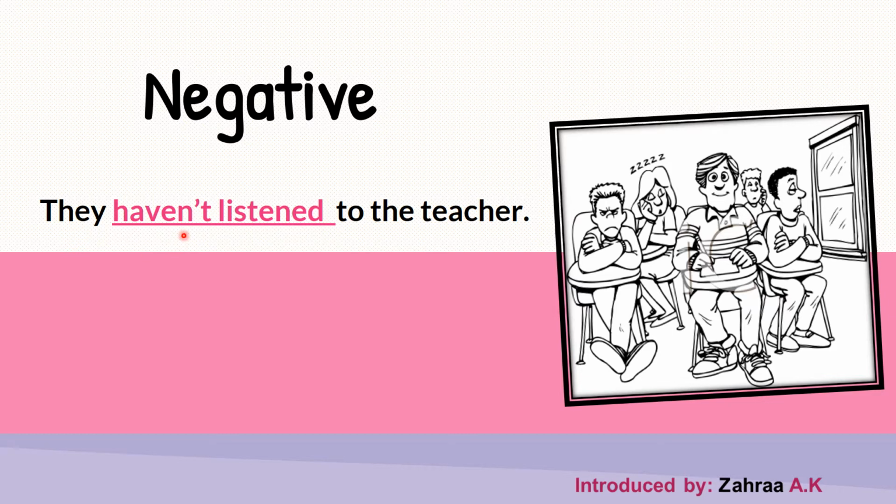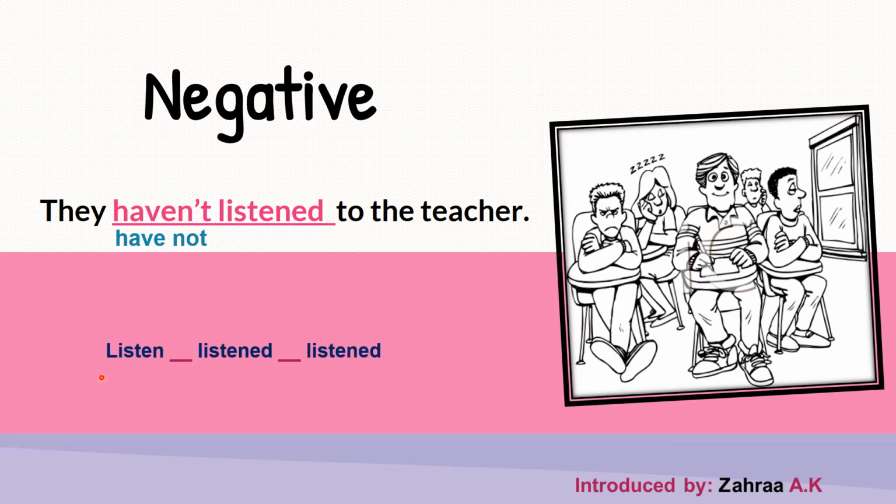Just I put not after the auxiliary verb if we have the auxiliary already. Since I already have the auxiliary have, right after it we put not, we only add not. Sometimes in contraction way, sometimes not, such as haven't or have not.